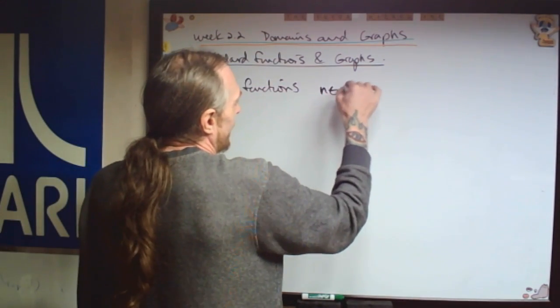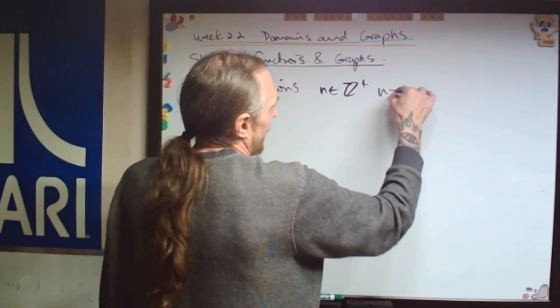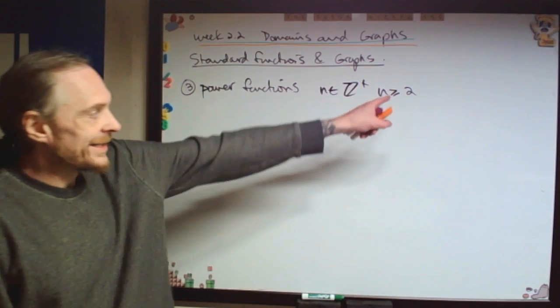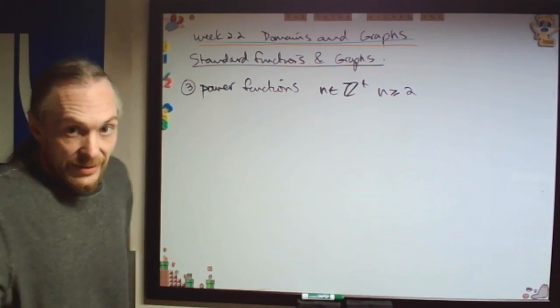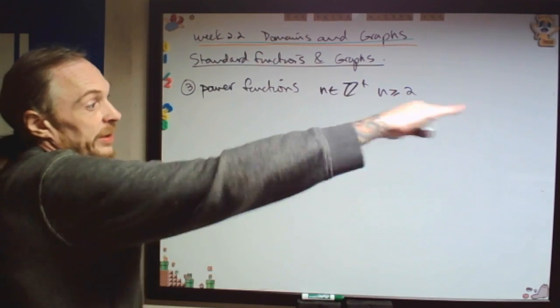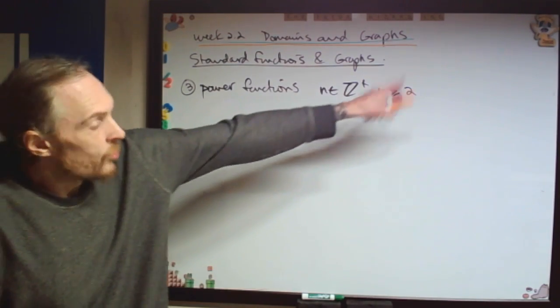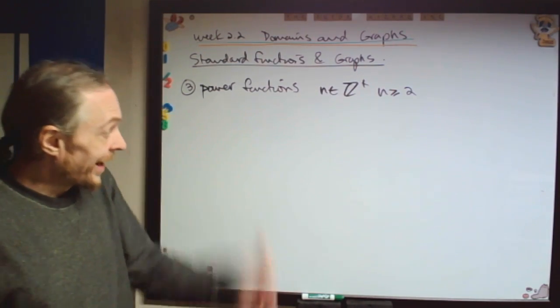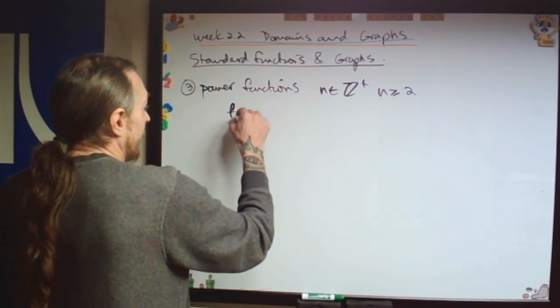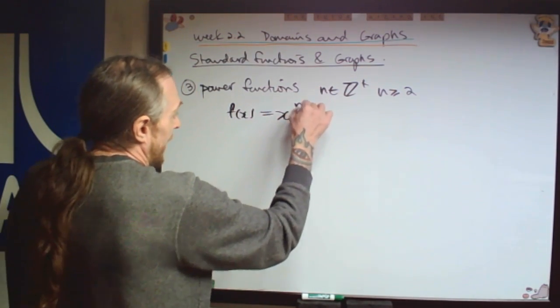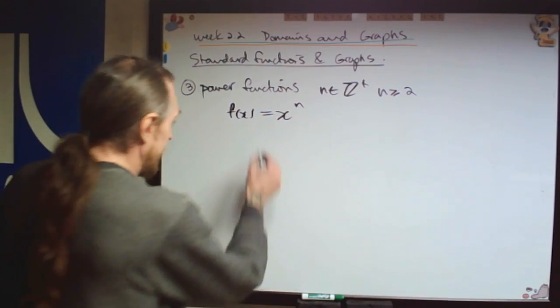So let n be in Z plus, n greater than or equal to 2. Again, if n is 0, then we get x to the 0, which is a 1, which is a constant function. It would just be 1. If n is 1, then you get a straight line, or these affine functions. Or if n is larger than 2, we have two cases. f of x will equal x to the n, where n is odd or n is even.